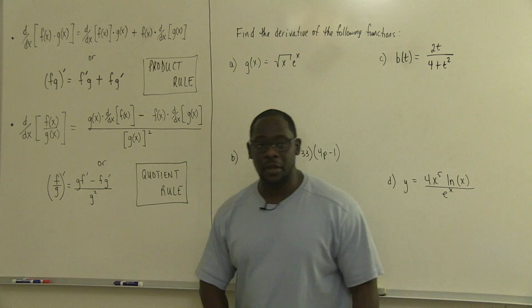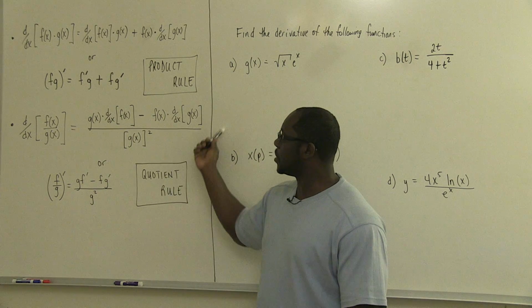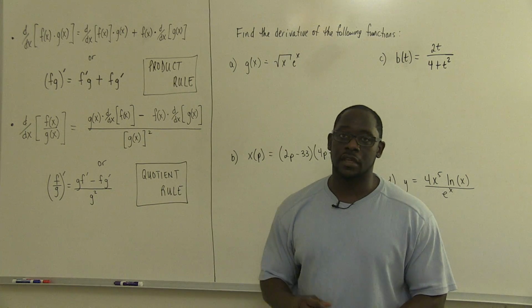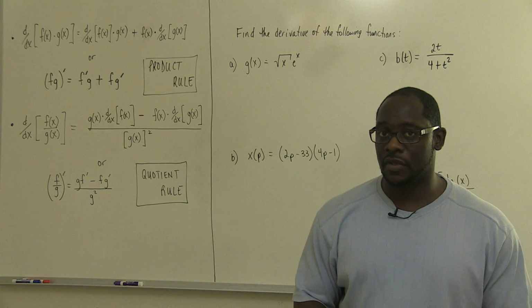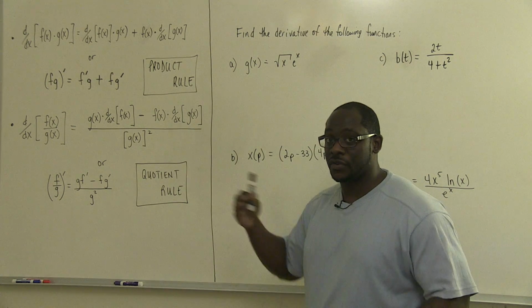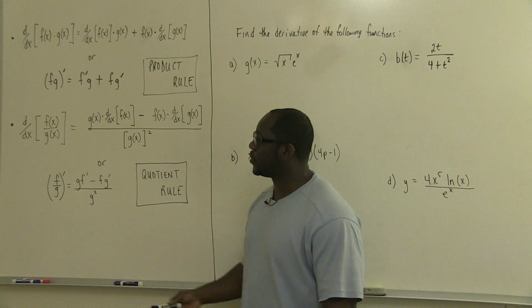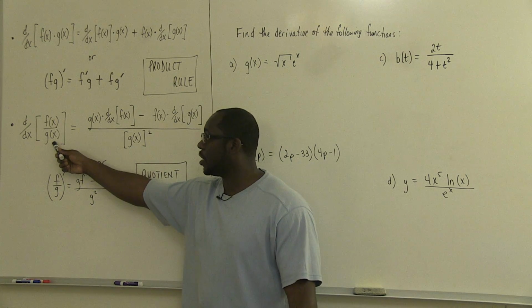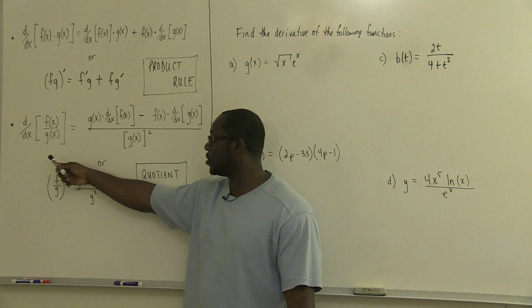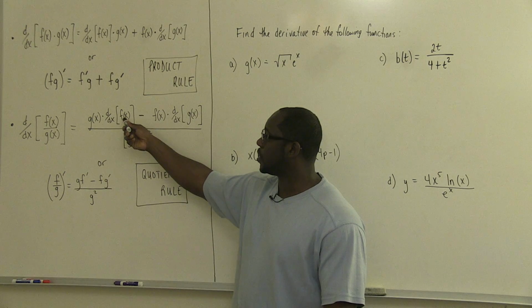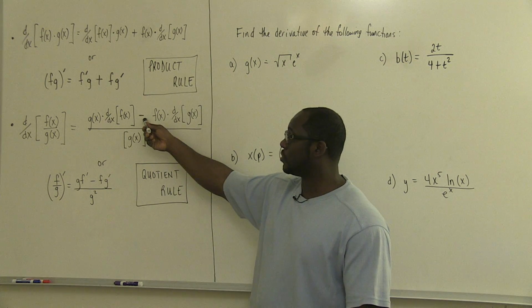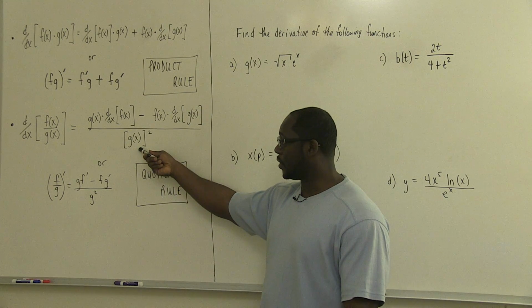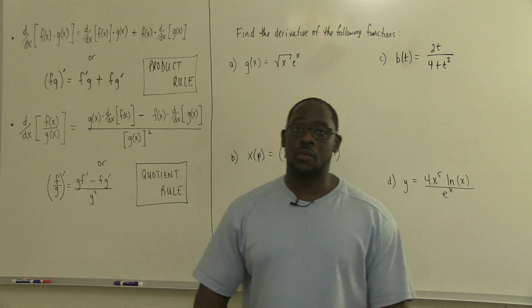For the quotient rule, we have this nice long formula. I'm going to give you an acronym to help you remember it, but I'm going to go through it first. We see that f of x is what we call the high function, and g of x is the low function. So we take the low function times the derivative of the high function, and then we subtract the high function times the derivative of the low function, and then we divide by the square of the low function.